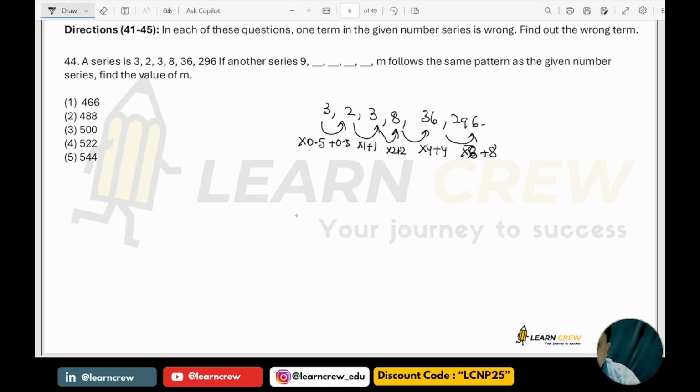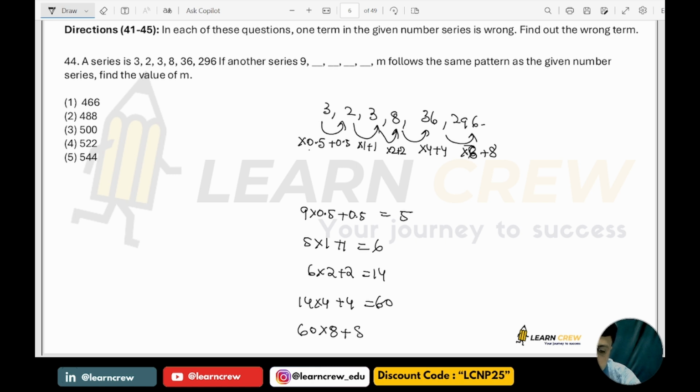Similarly, 9 into 0.5 plus 0.5: 9 into 0.5 is 4.5. 4.5 plus 0.5 is 5. So 5 into 1 plus 1 is 6. 6 into 2 plus 2 is 14. 14 into 4, 56 plus 4 is 60. So the answer would be 60 into 8, 480 plus 8, 488. The answer is 488.